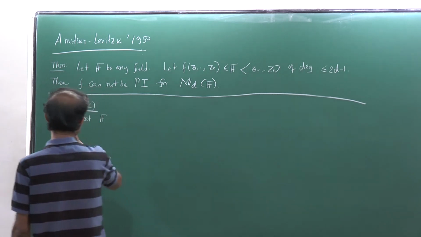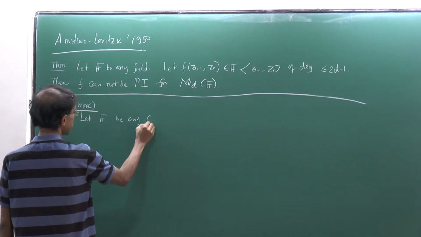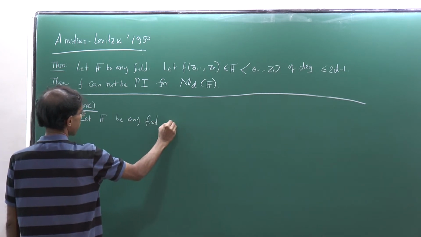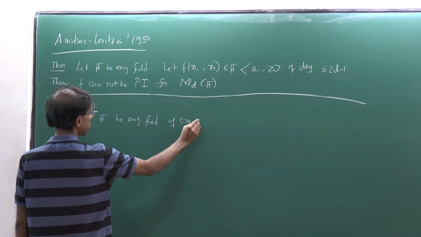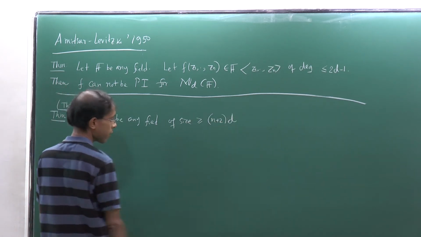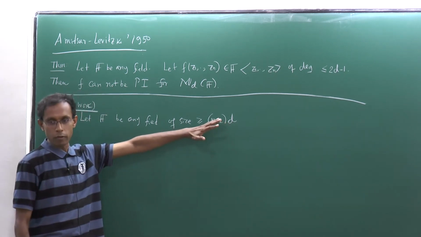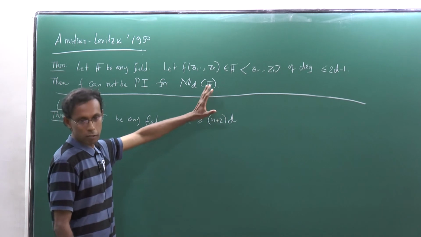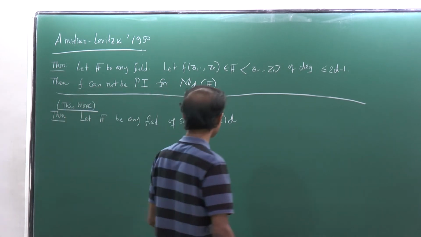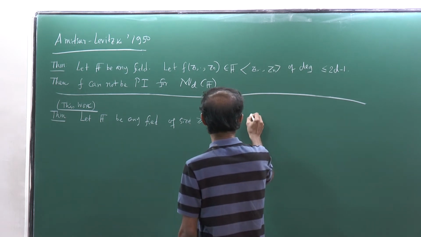So what we prove in this work is that let F be any field of size, say, greater than or equal to... This is not a very serious restriction, you will see in the proof. In fact, you can do a little better, but just for the sake of clean writing, maybe you will prefer to write that.